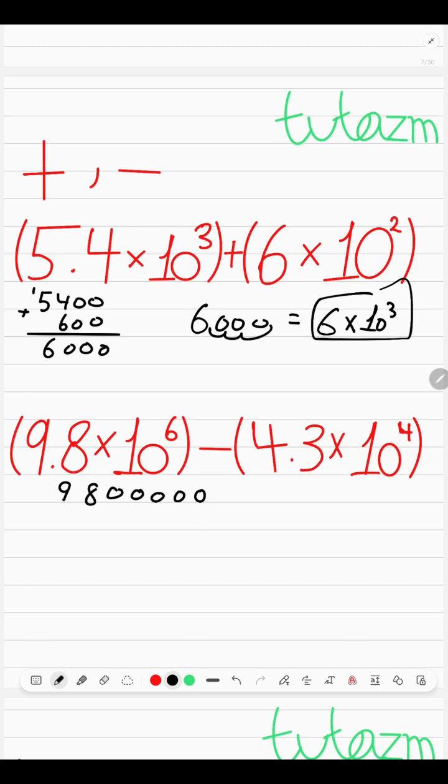So 4.3 times 10 to the 4, we would have 4.3 here, and it would go 1, 2, 3, 4. So it would be 0 here, 0 here, and a 0 here. So we'd have 0, 0, 0, 3 here, and a 4 here.